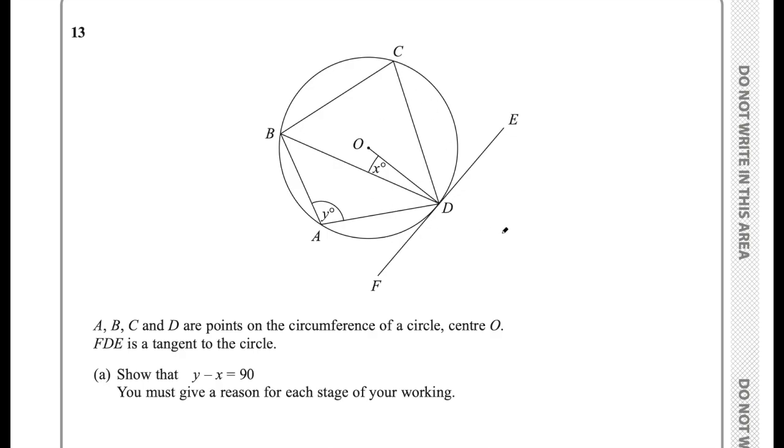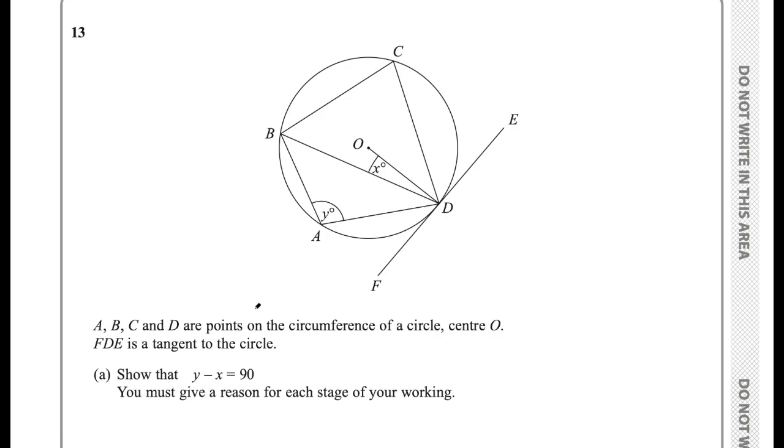Question 13 gives us a diagram and it says A, B, C, and D are points on the circumference of a circle, center O. FD is a tangent to the circle. Part A says show that y take x equals 90. You must give a reason for each stage of your working. Okay, so y is in here, x is here, and we need to show the difference between those is 90 degrees.